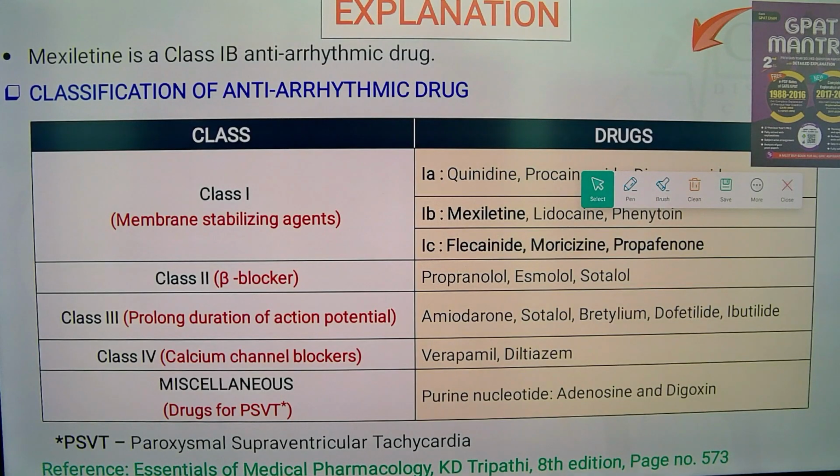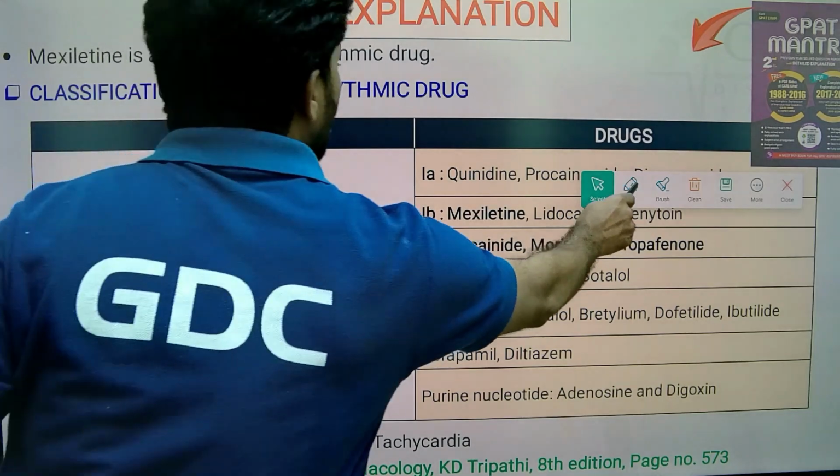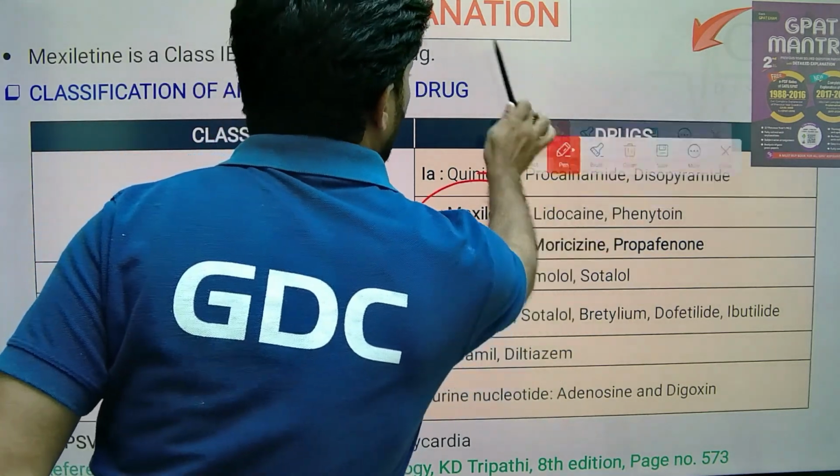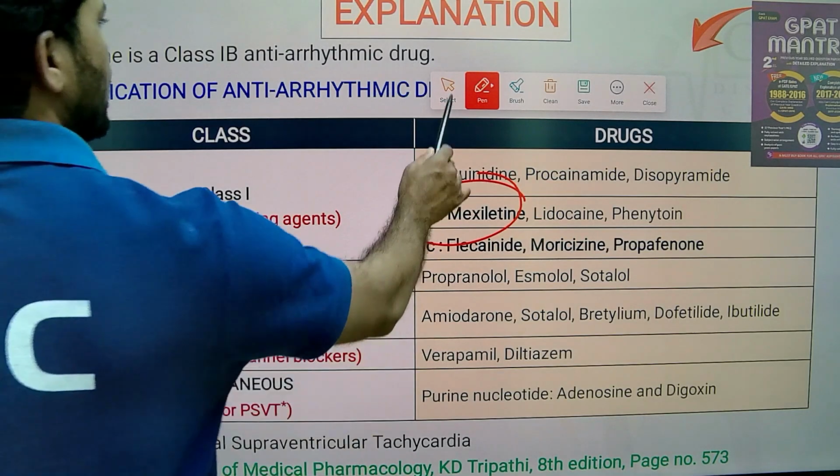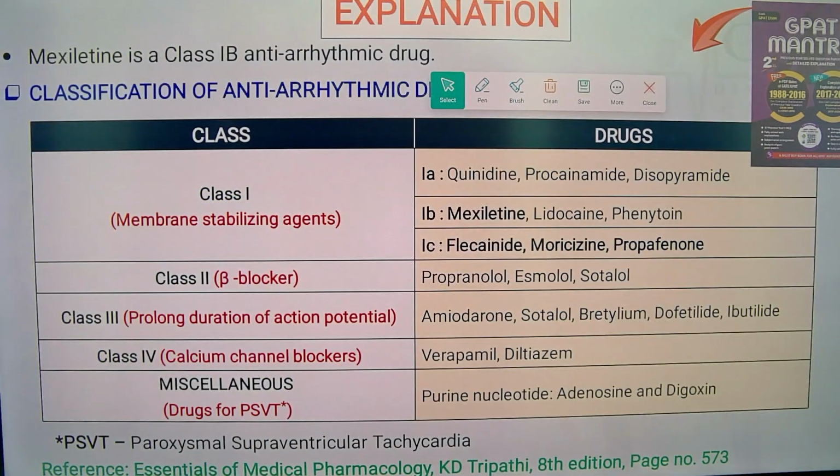Mexiletine is class 1B. So this is a simple classification of antiarrhythmic drugs. You can save this slide and remember the classification easily.